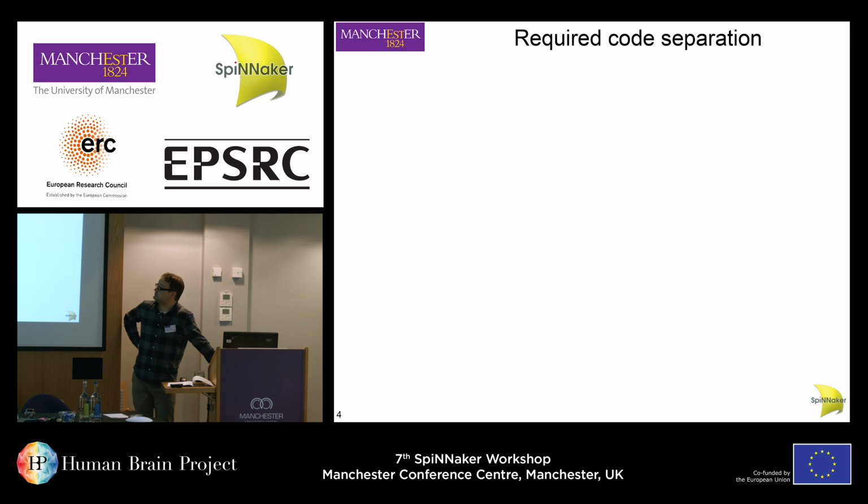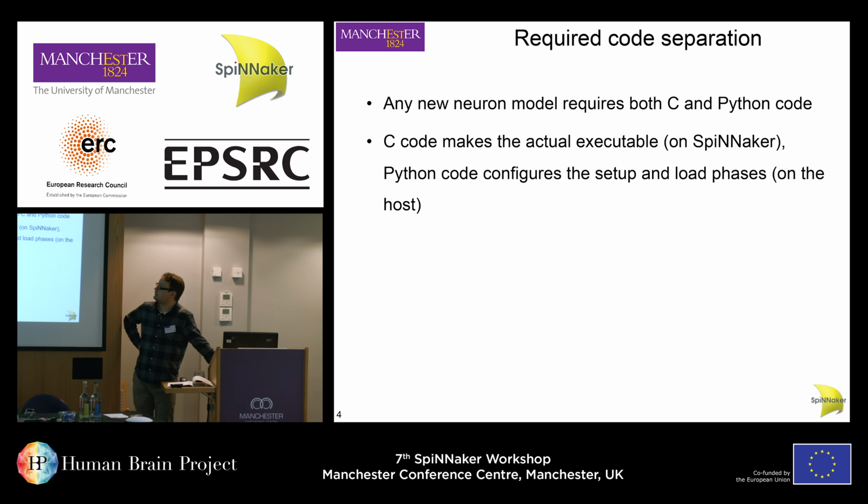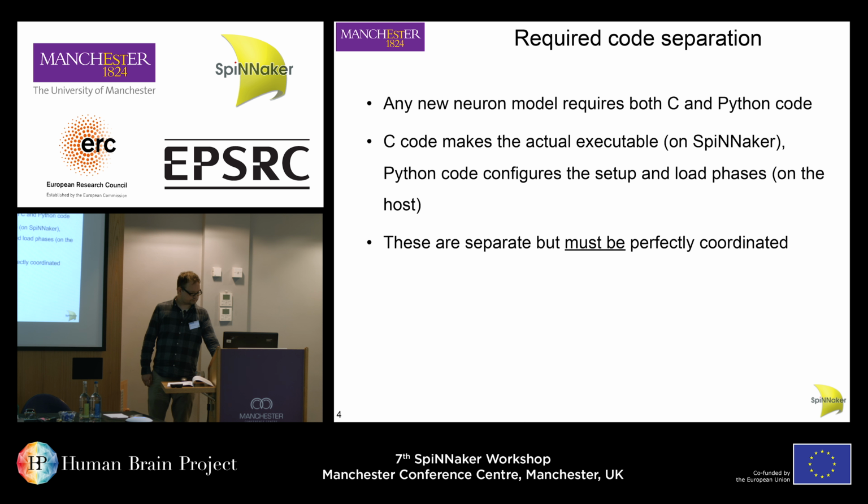So you need to be able to code a new neuron model in both C and Python. The C code makes the executable file, the executable that's then loaded onto SpiNNaker. The Python code basically configures how this is set up and how it's loaded onto the machine itself. Then the C code executable is run on SpiNNaker. So they're separate, but they have to be coordinated. I'll explain that a bit more as we go through the talk.